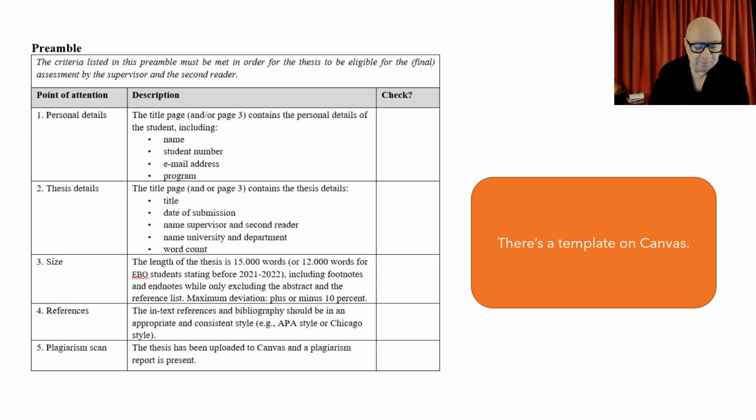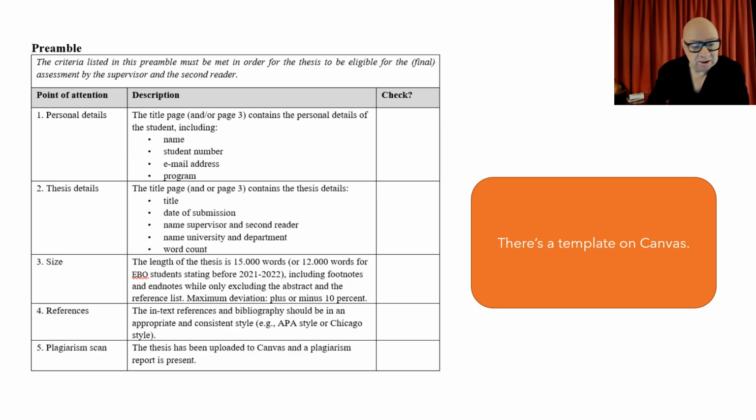So the name of the university and the department, and also the track you're doing, right? So whether you do EBO or PMP or something like that. So the program needs to be there as well. So sometimes students forget that.